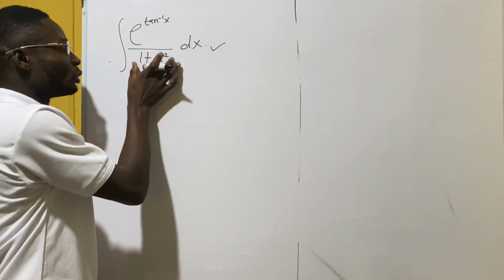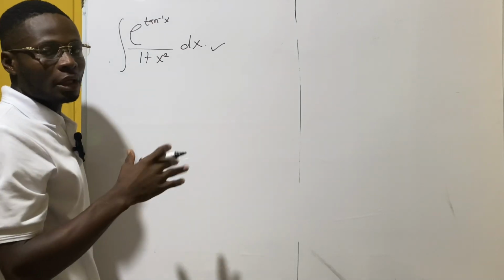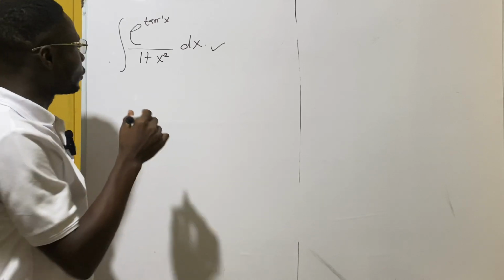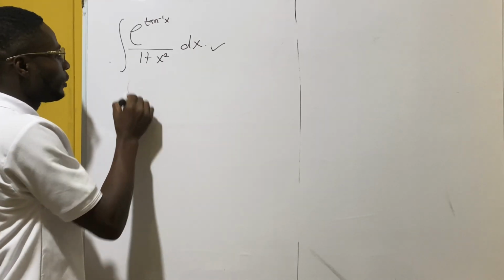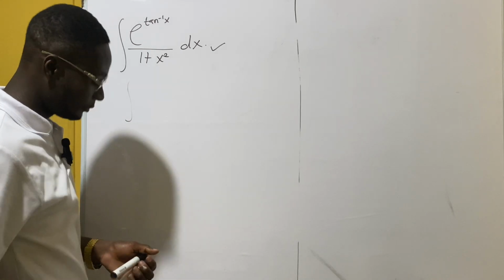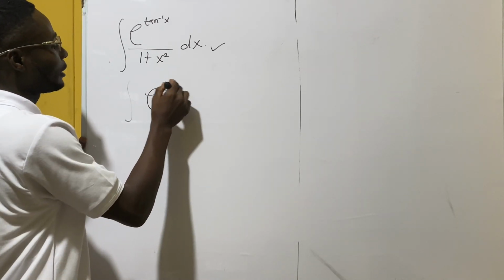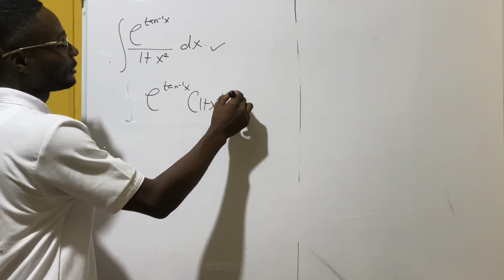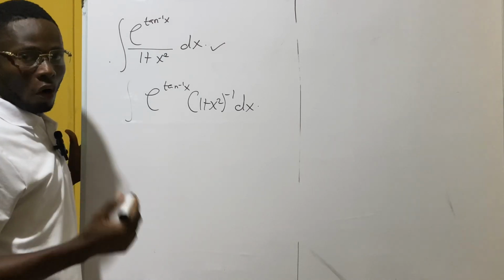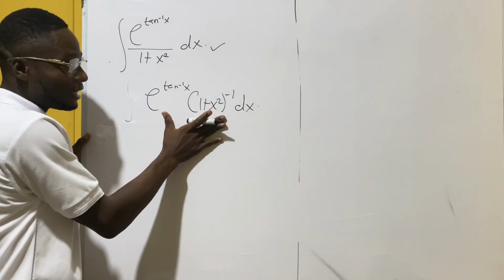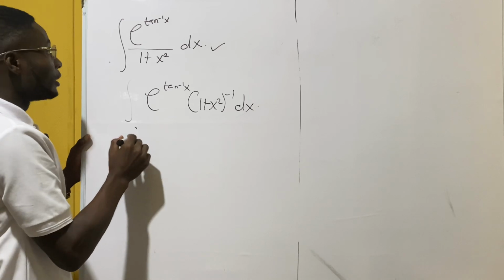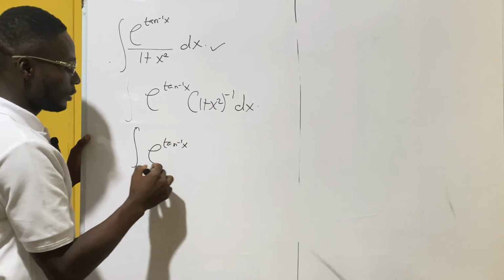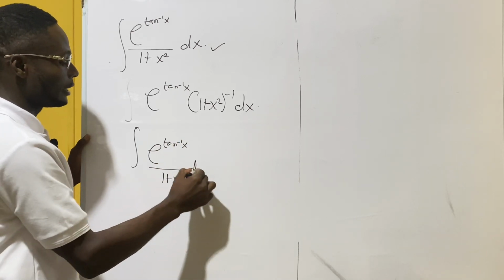Or we can decide to change this from a fraction to multiplication by changing this to inverse. So we can say that this is the same as e power tan inverse of x into (1 plus x squared) power -1 dx. Or we can forget about this and also say the integral of e power tan inverse of x all over 1 plus x squared dx.